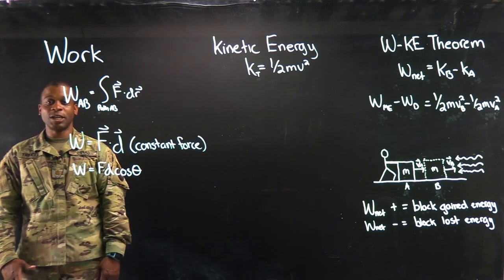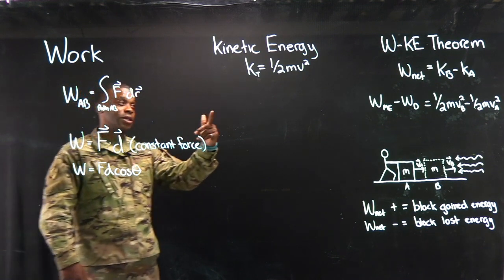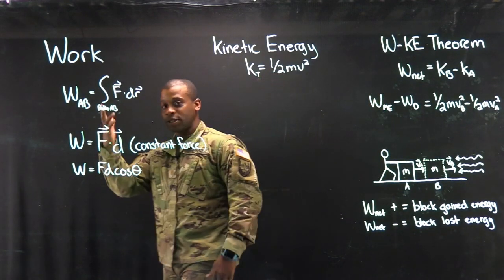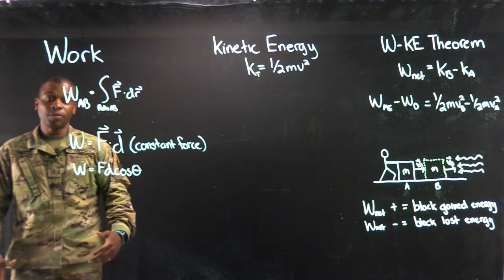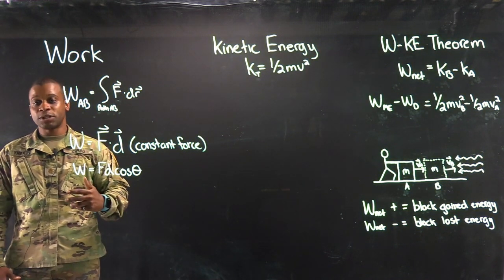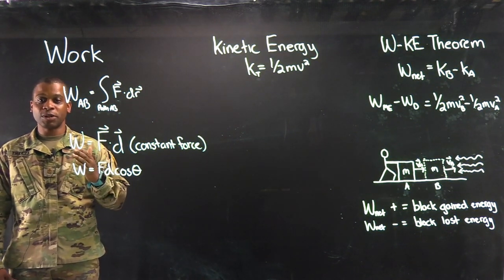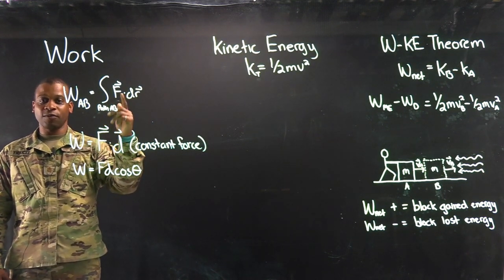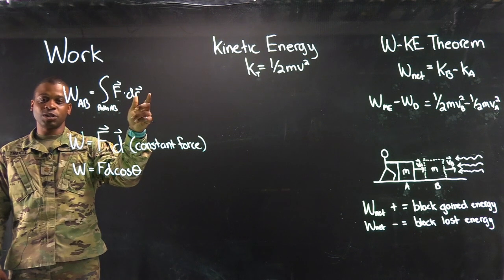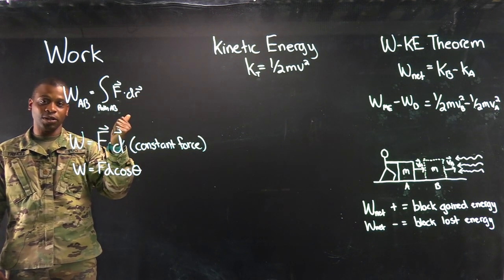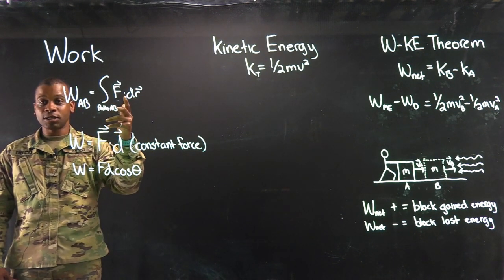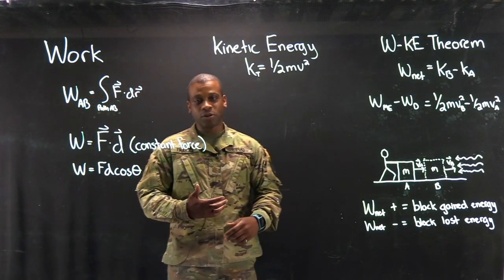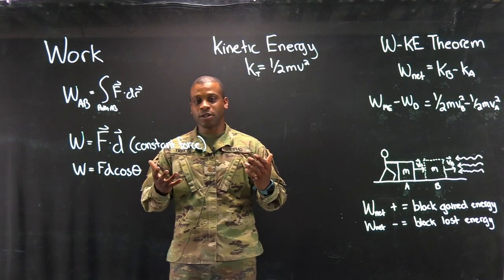Hey physics fans, today we're going to be talking about work, kinetic energy, and the work-kinetic energy theorem, which relates kinetic energy and work. Remember, work is done when a force acts on something through a displacement from one position to the next. It is equal to the integral of that force dotted with the infinitesimal displacement dr along the path AB. If the force is constant, it is equal to F dot d, which resolves to FD cosine theta, if you remember your video on the dot product.